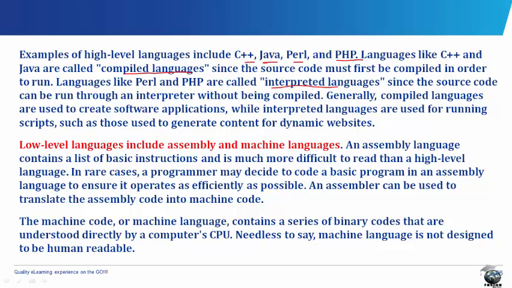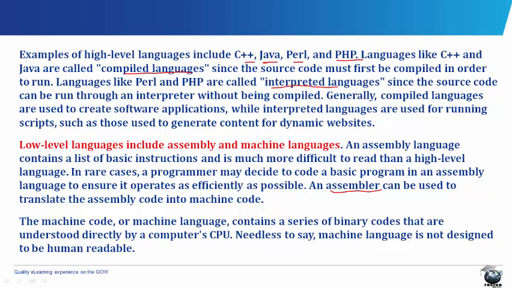Now, low-level languages include assembly language and machine languages. An assembly language contains a list of basic instructions and is much more difficult to read than a high-level language. In rare cases, a programmer may decide to code a basic program in an assembly language to ensure it operates as efficiently as possible. An assembler can be used to translate the assembly code into machine code.